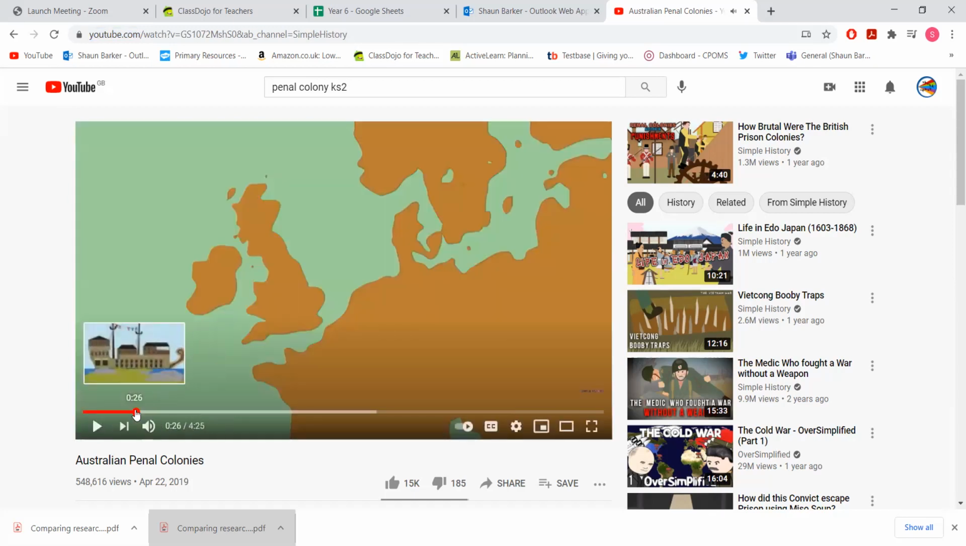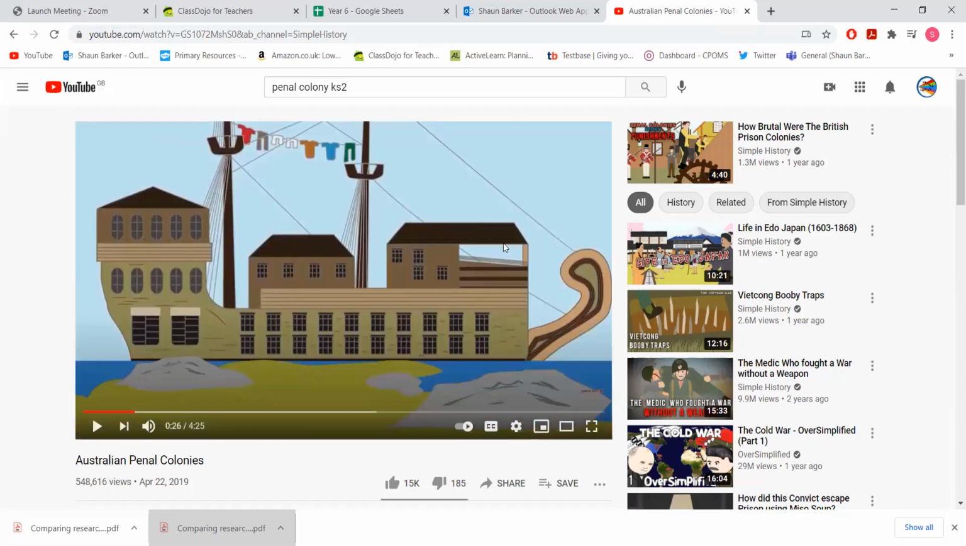So those ships there were almost like a floating prison beforehand, before we took them over to Australia. So we had these old warships and we put them out there and just left them floating in the sea. They didn't float off into the sea, they just floated a mile offshore. Yeah, and these things were called hulks.